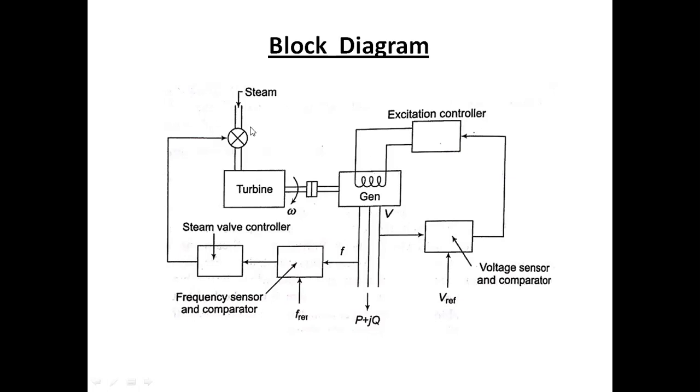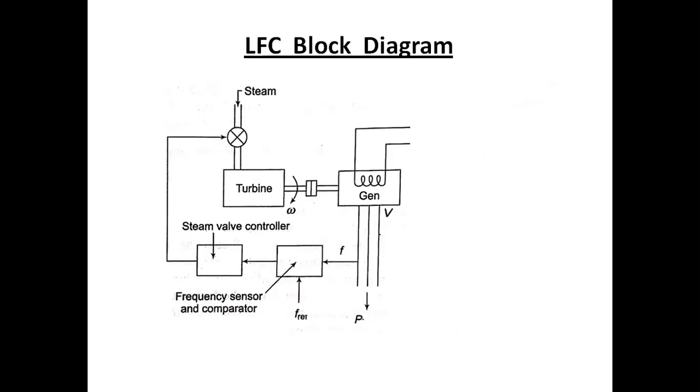So for the mechanical system, the time constant is larger, that is, the system is slower, and for the excitation system or AVR, automatic voltage regulator, the system is faster. So they will not interact or disturb each other's operation. Now today we are going to discuss only the LFC block diagram, that is, automatic load frequency control.